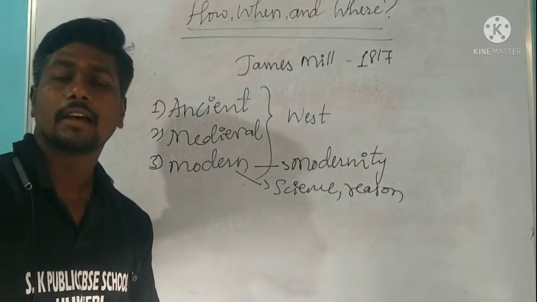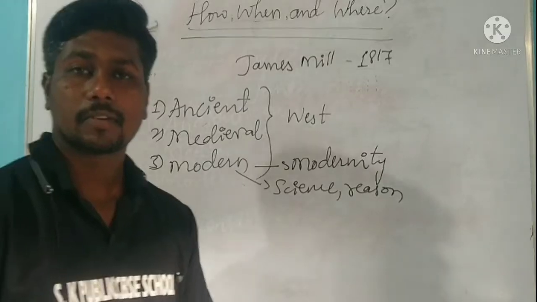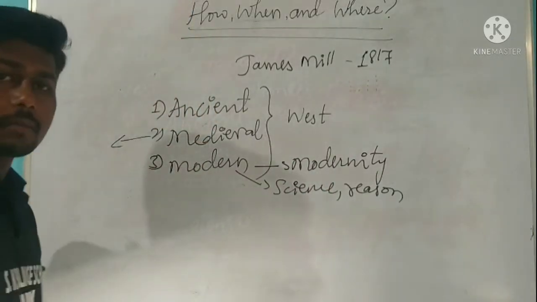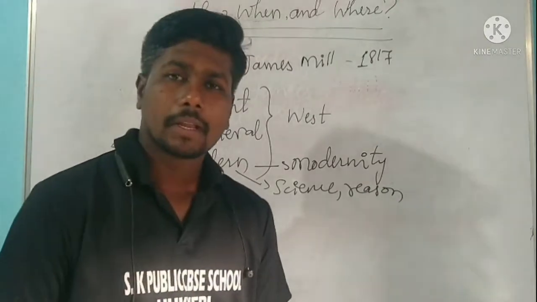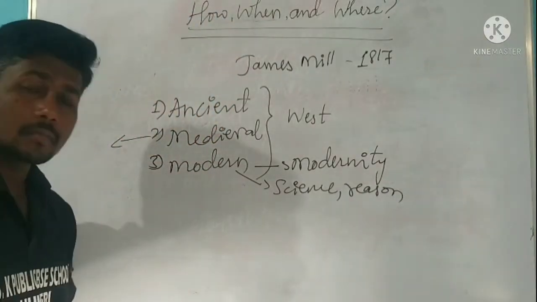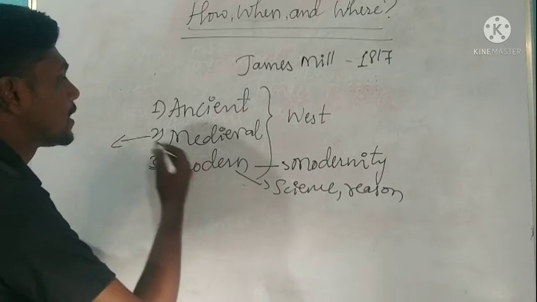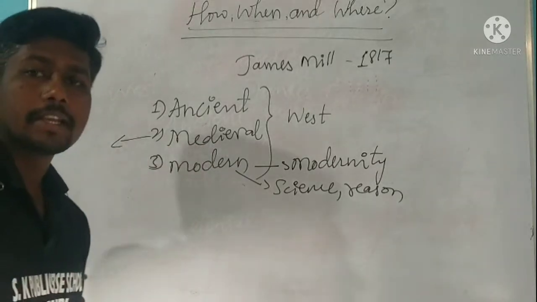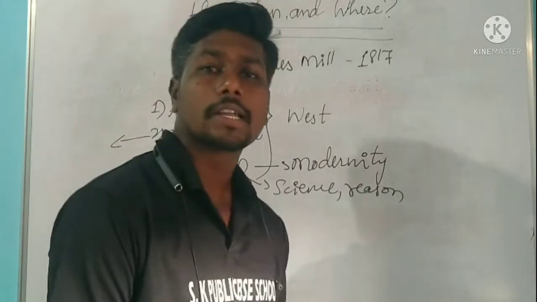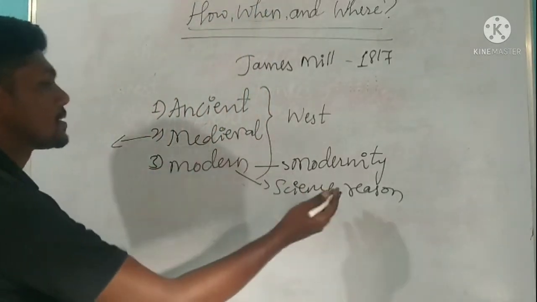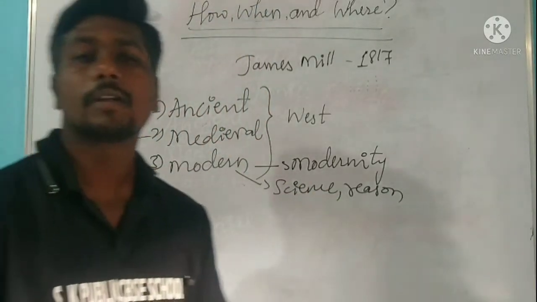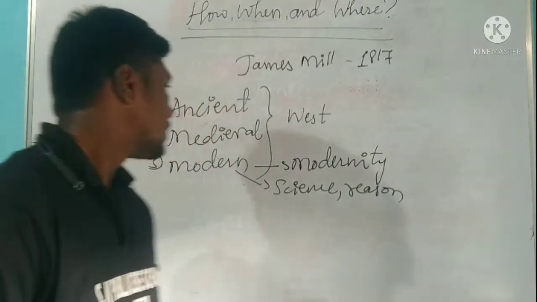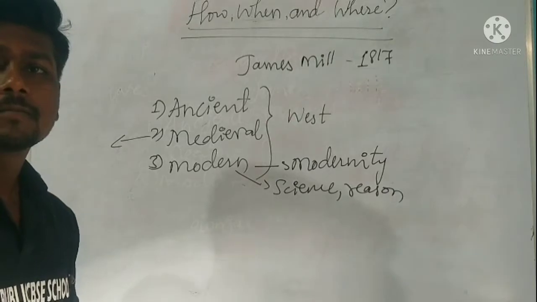But in India, it is completely different. If we take the medieval period, medieval period means what? The period in which the features of the modern period did not exist. I mean, science did not exist, reasoning did not exist, no idea of democracy, no idea of equality or liberty or freedom. That is what is called the medieval period.